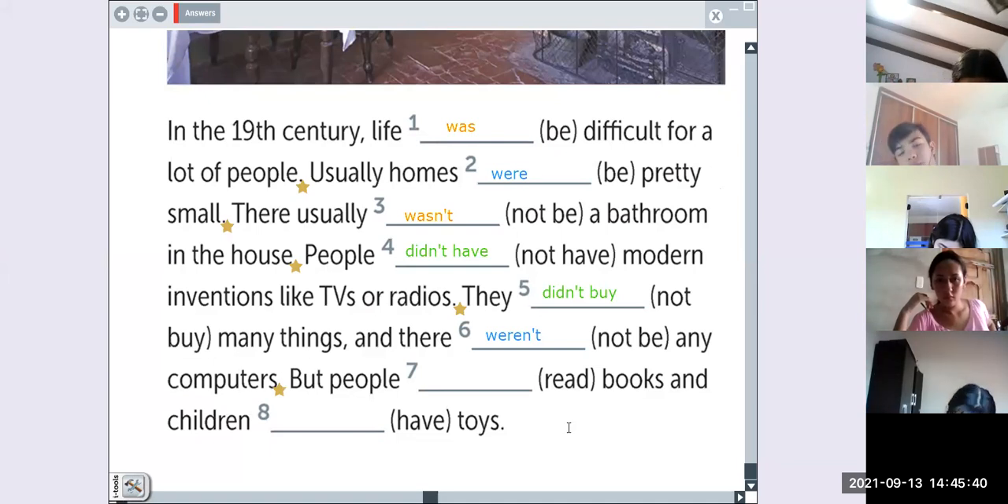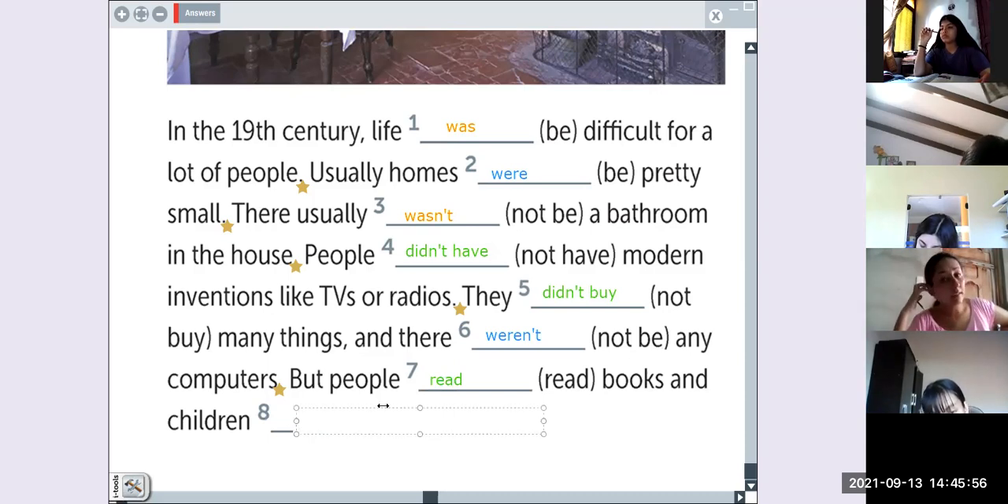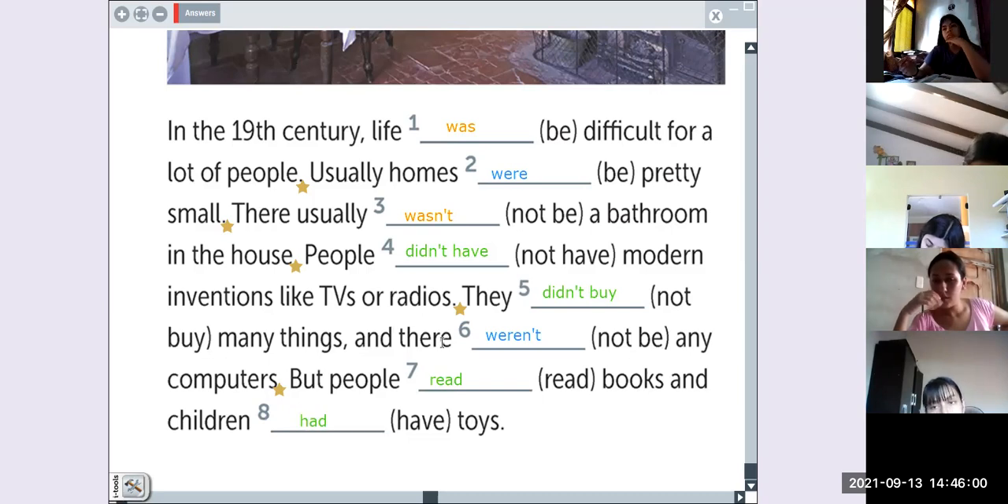Santiago, can you finish the text? But people read books and children had toys. Okay. And people and children? Had toys. Okay, very good.